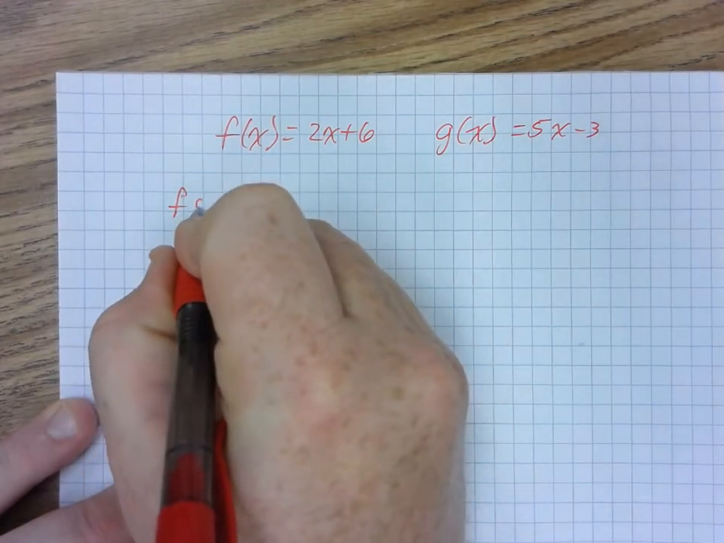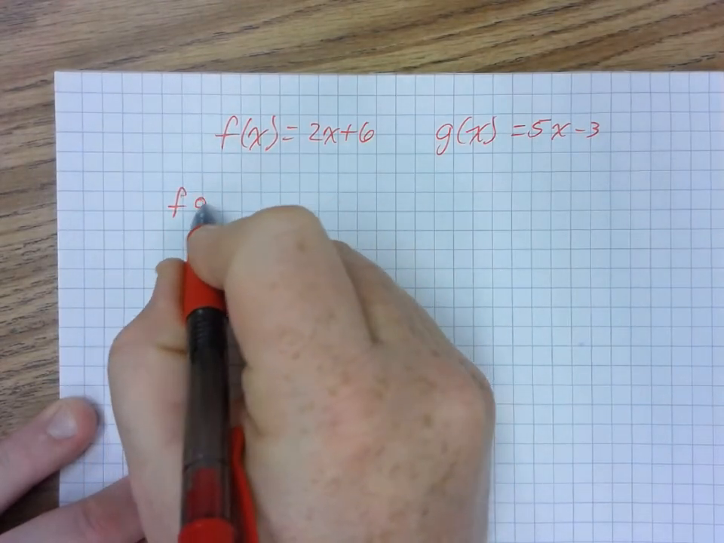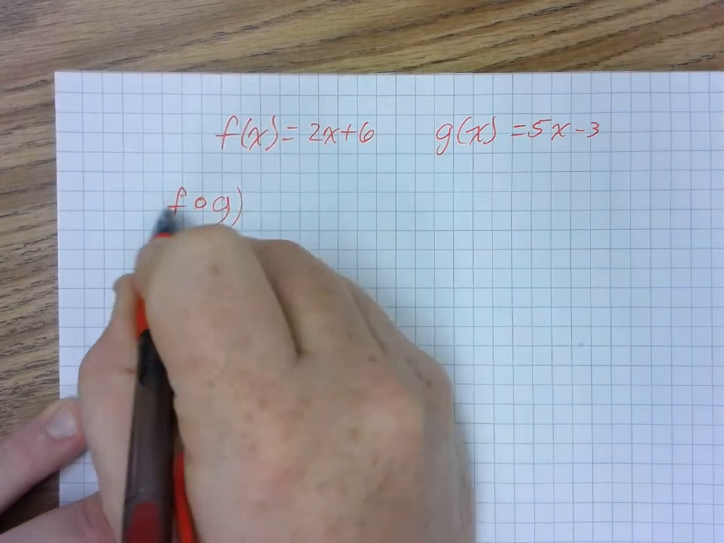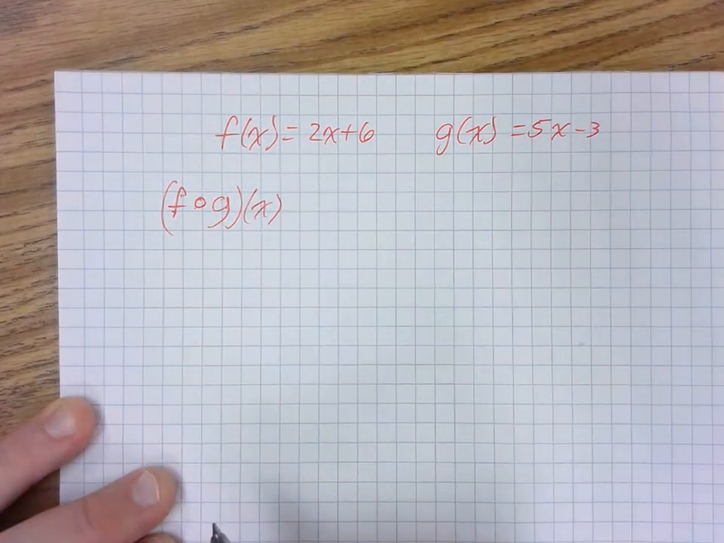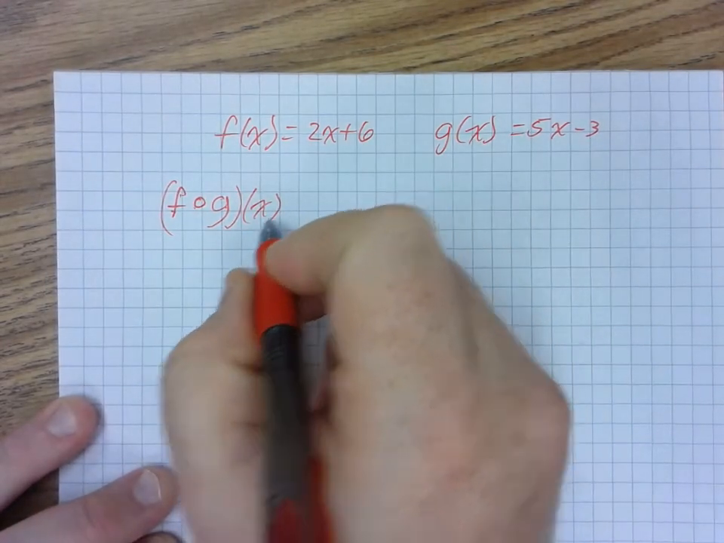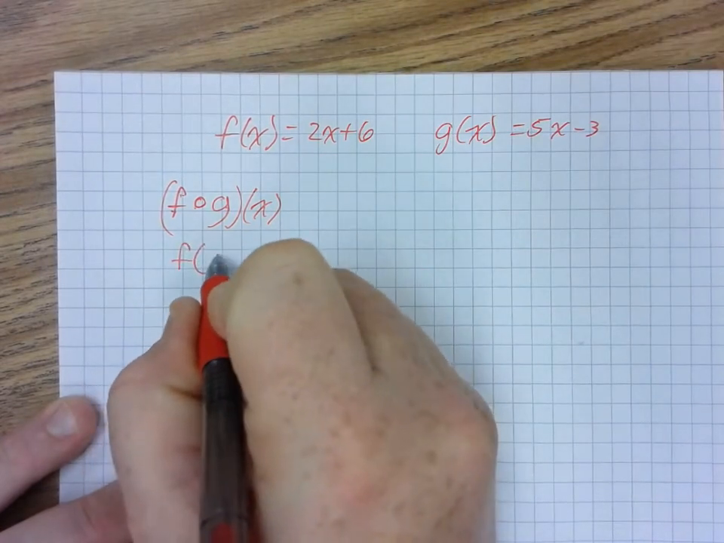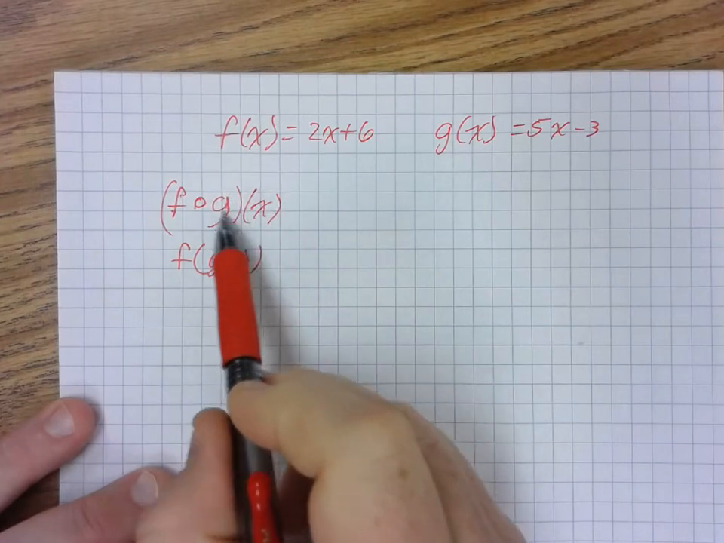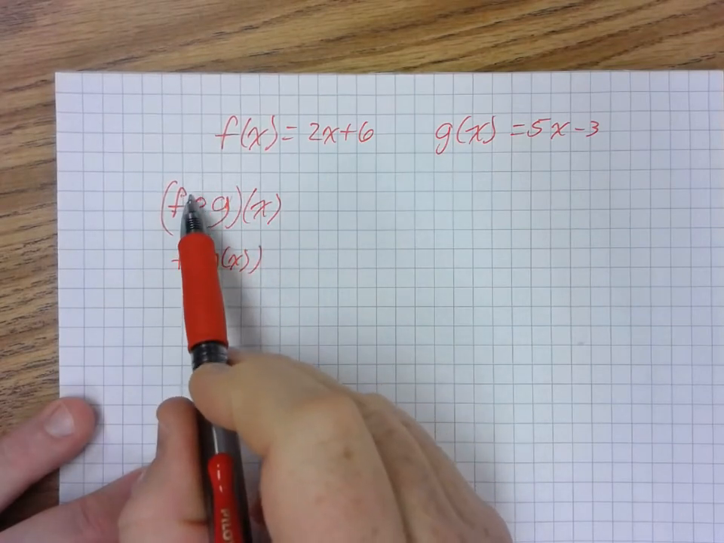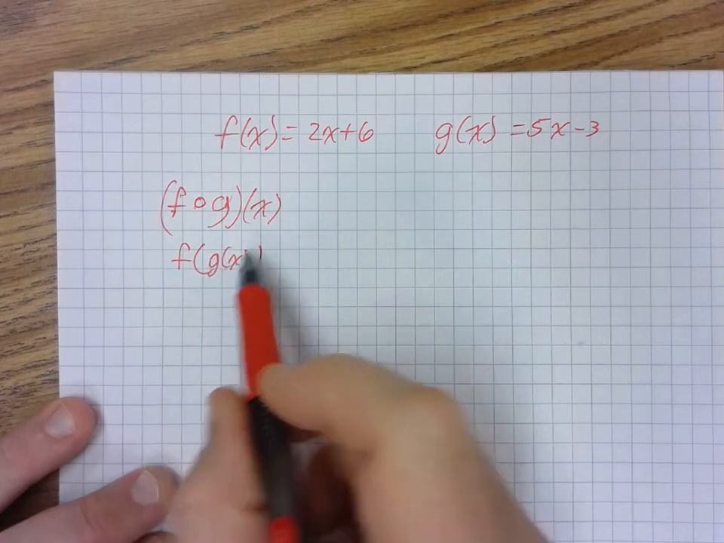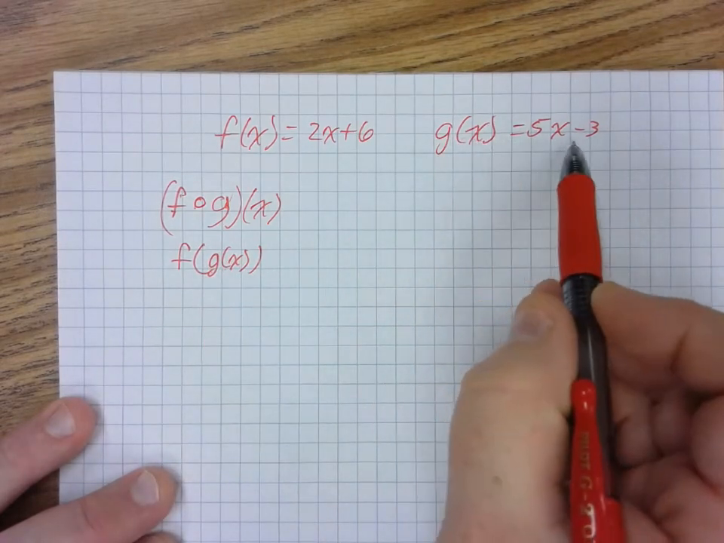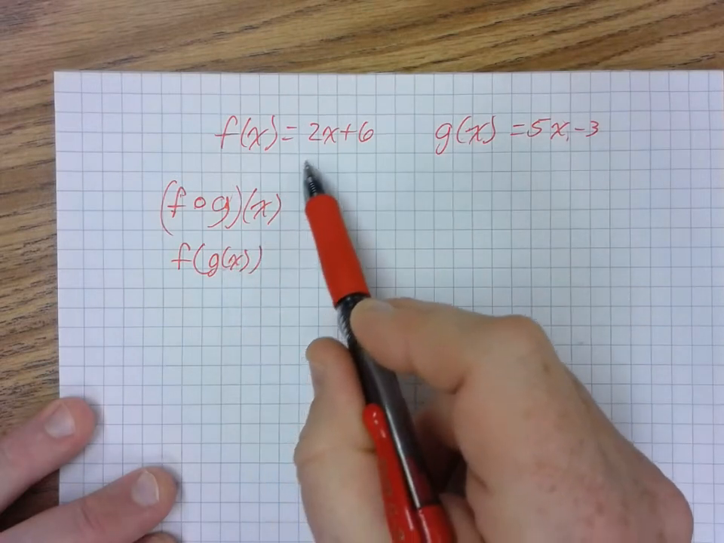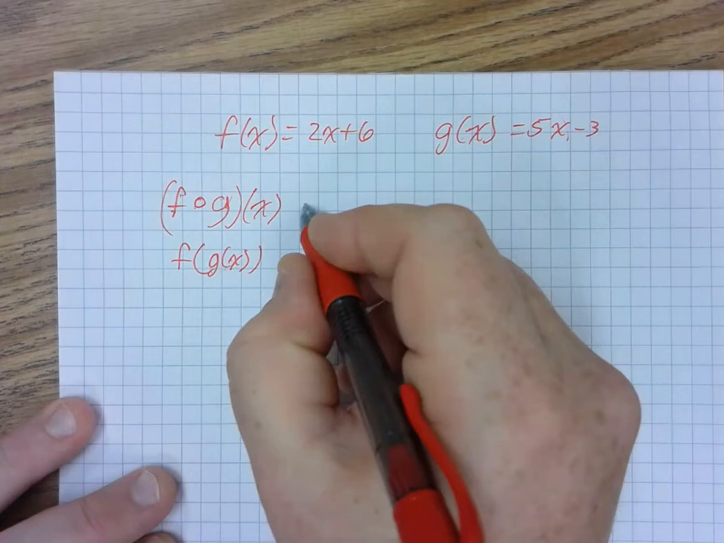f, and then we have that open circle, which does not mean O. This is f composed with g of x. And another way of writing that would be f of g of x. So what that's telling us is to take all of function g and put it inside of function f. So remember, g of x is the output for function g. So if we put an input here, we get an output for g. This output then becomes the new input for f.